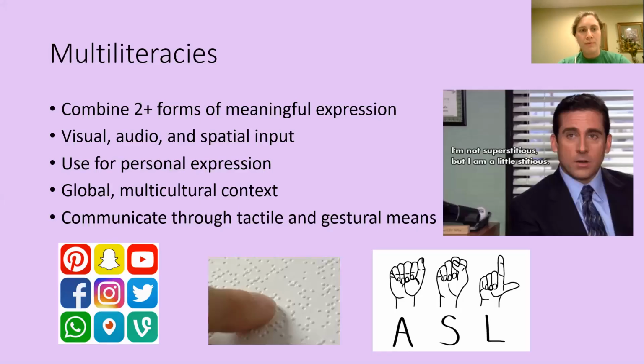All right, so the book talks about multiliteracies, which combine two or more forms of meaningful expression. So it goes beyond the text, and includes things like visual and audio and spatial input. And these are often used for personal expression in a global and multicultural context. And we can also communicate through tactile and gestural means, so like Braille and then ASL. In things like social media, where you can have images and comments, or even movies and TV shows like The Office with captions, those combine different forms of text.